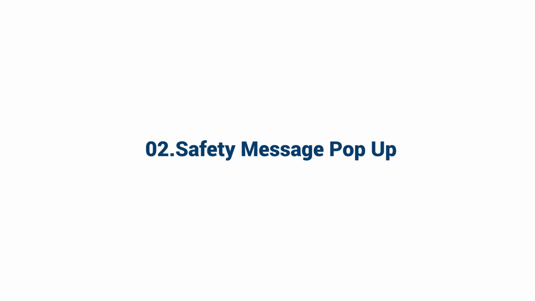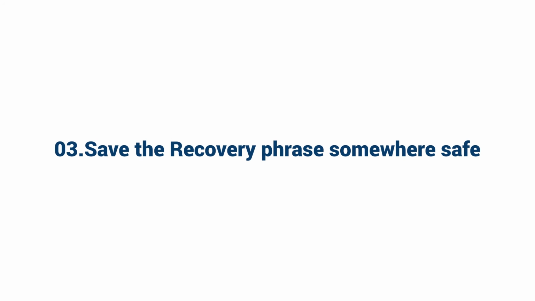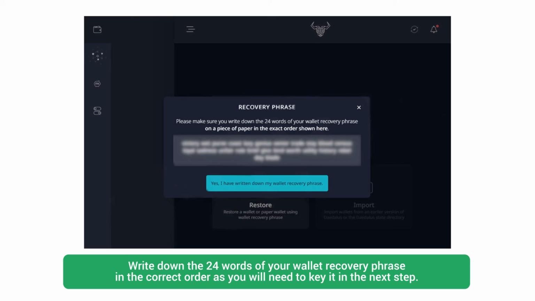Number 2. Safety message pop-up. Read the message carefully and click Continue to view your recovery phrase. Number 3. Save the recovery phrase somewhere safe. Write down the 24 words of your wallet recovery phrase in the correct order, as you will need to key it in the next step.